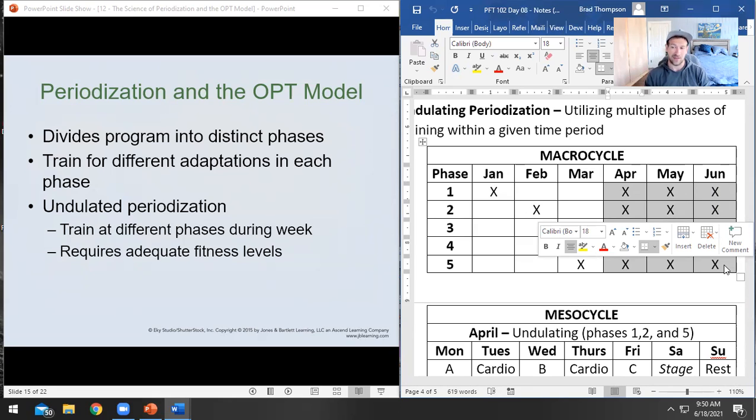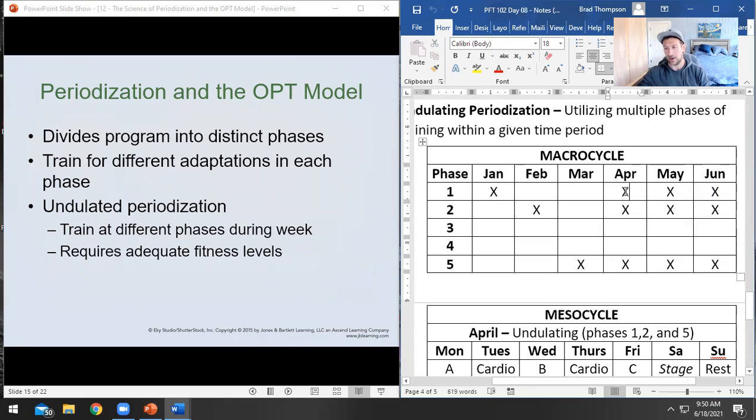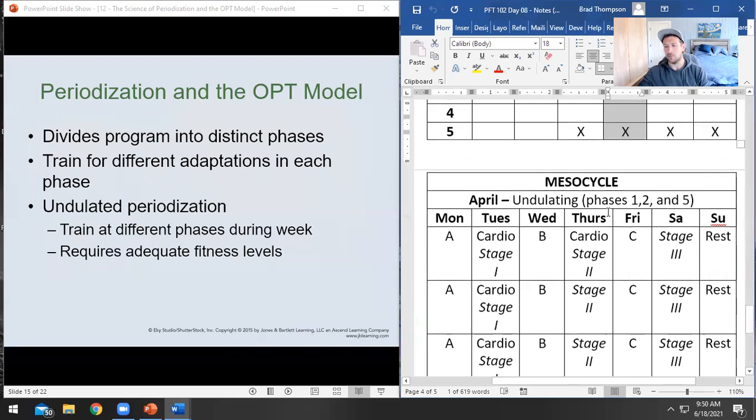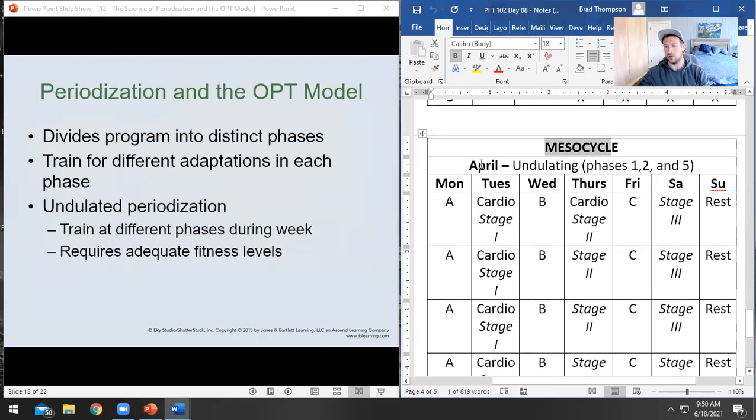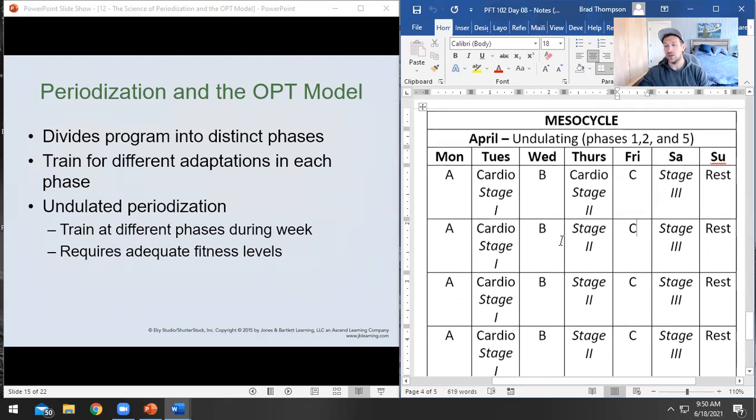So I'm going to have a blend of workouts over the course of the week: corrective workouts that'll be pretty gentle, probably after their game, an endurance workout sometime throughout the week to maintain their endurance, and a power workout to maintain their power. Let's look at the month of April. Here's my mesocycle for April. They're going to use phases 1, 2, and 5.